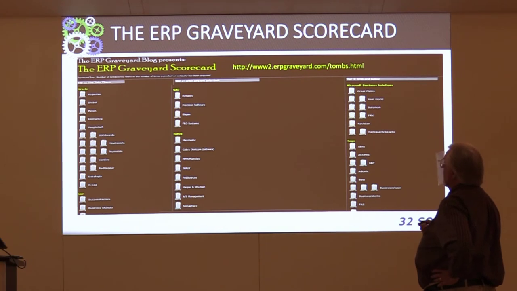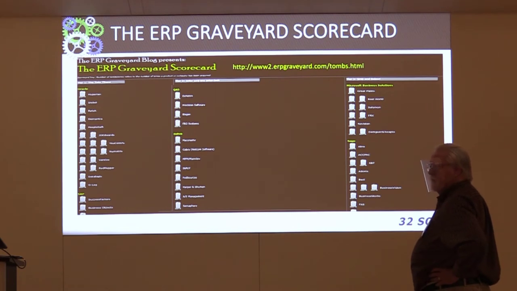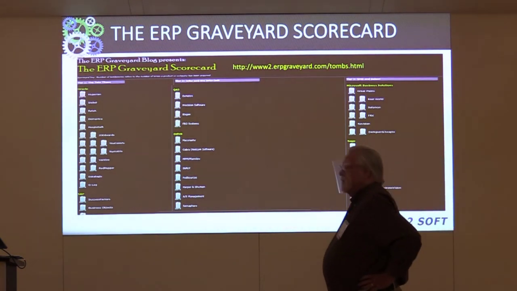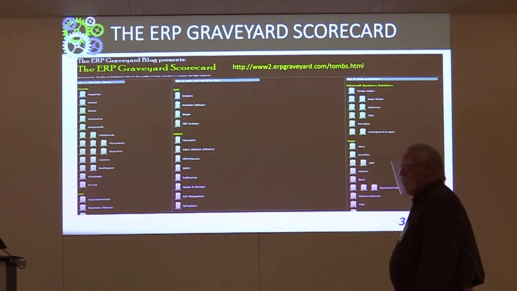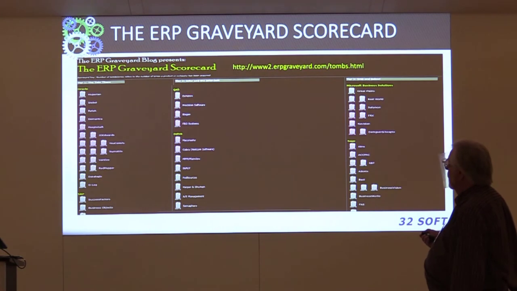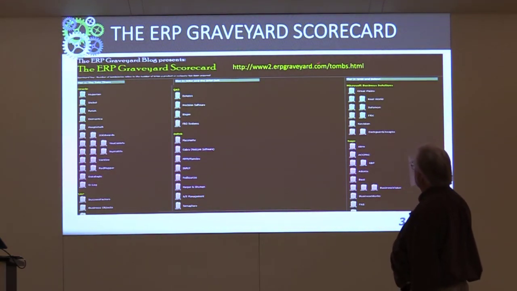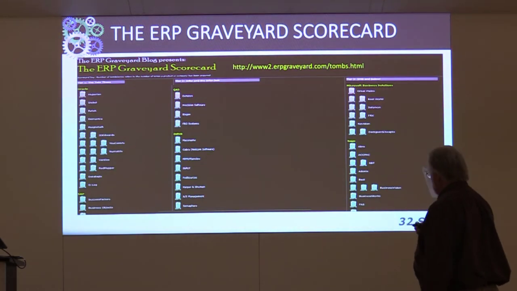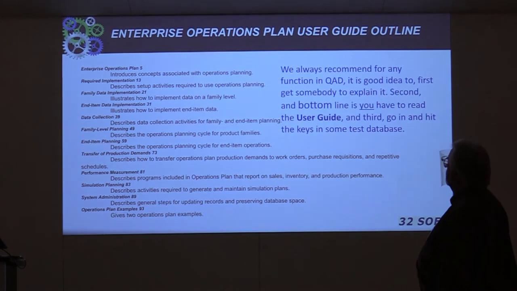Another one I thought you guys might enjoy, if anybody has gone out to the ERP graveyard scorecard, I always find this one interesting. This traces all of the ERP systems that have been bought and sold, Oracle and all those. And you see here, here we are, QAD. Dynasys, we bought that back in 2016. We've got Precision, something now called Taxstone, BizGen, S&OP systems. So that's a good, interesting website to go visit if you're interested.